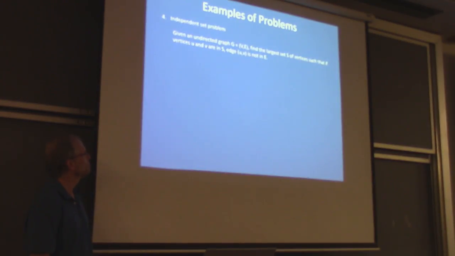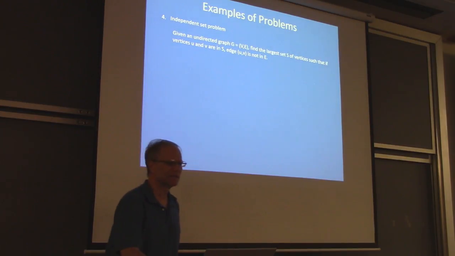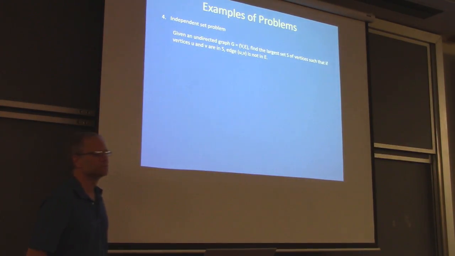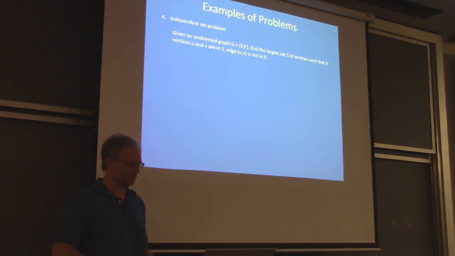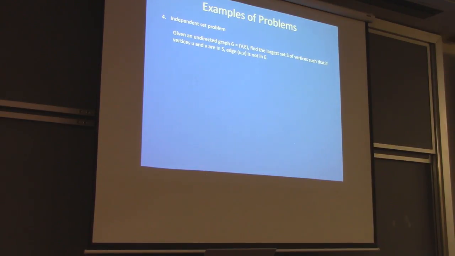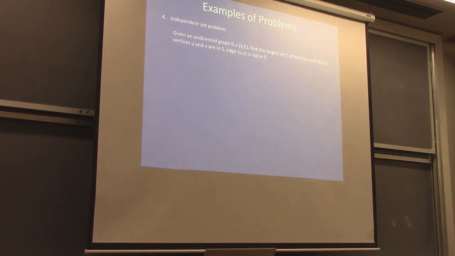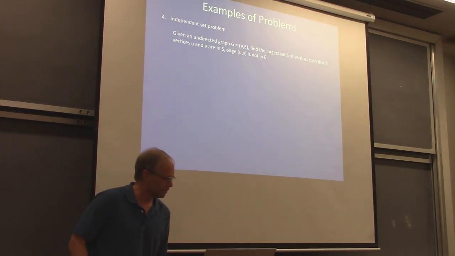Independent set problem. This is, given an undirected graph G, find the largest set S of vertices such that... this is a little hard to describe, and I don't even have a picture for it. We didn't discuss this problem earlier. Basically, you've got a graph G with a bunch of edges between the vertices. Now, I've got to draw on the board here. I've lost my stylus, and I've got to find my marker. Lost it too. There it is.